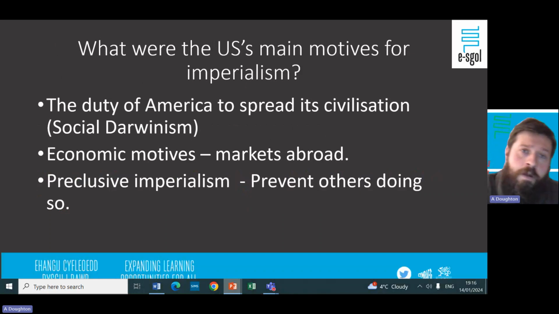Now, there were disagreements on whether or not America should become more imperialist in terms of government and also public opinion. Some of the arguments in support of imperialism was the idea of social Darwinism. People felt like it was the duty of America to spread its civilization. There were also arguments in support of imperialism because of economic motives. They wanted more markets abroad. But also this idea of preclusive imperialism. They wanted to prevent other countries colonizing the Americas.